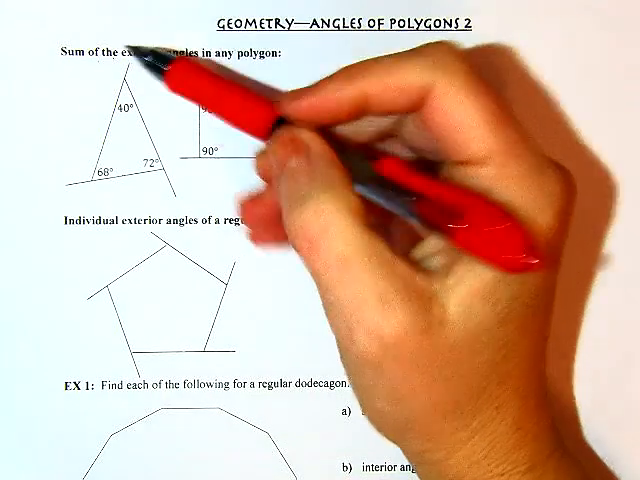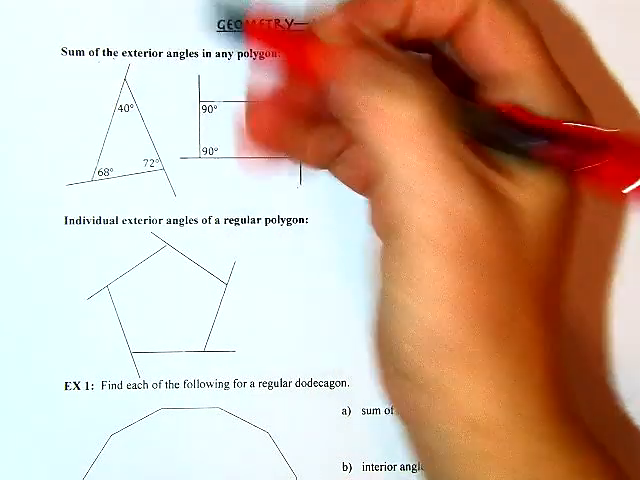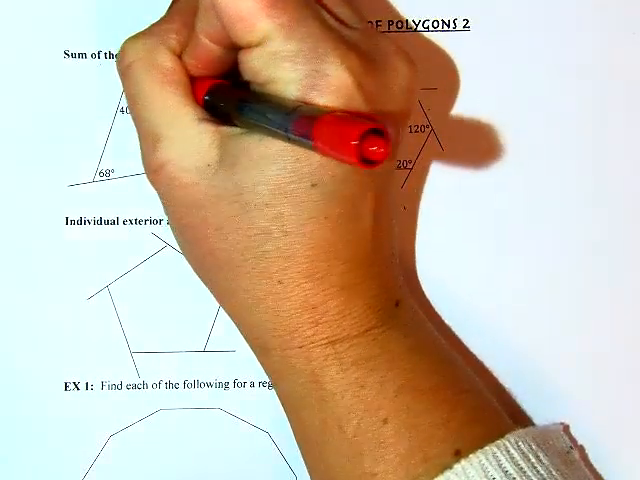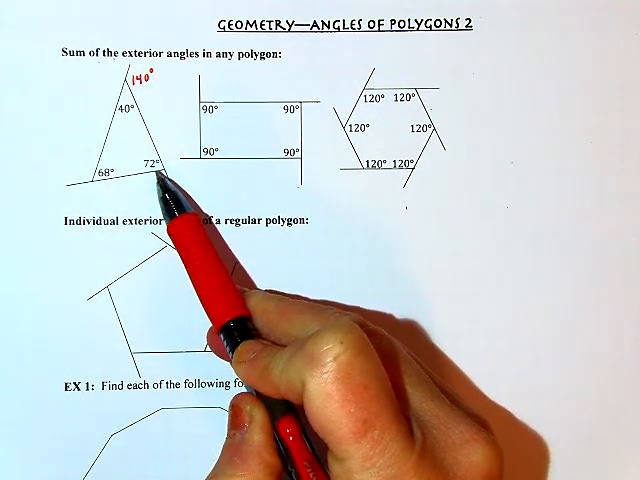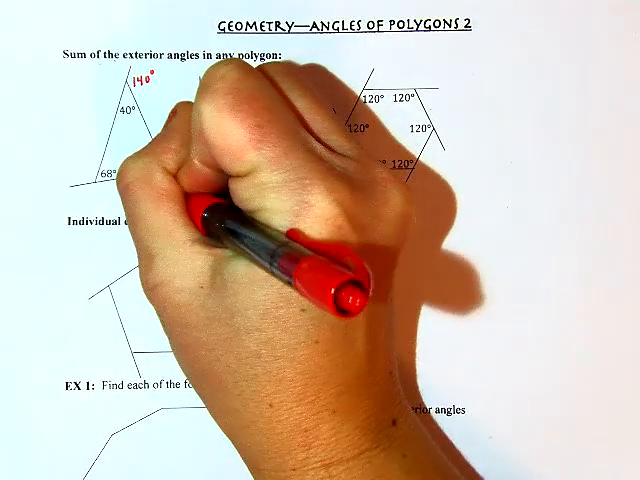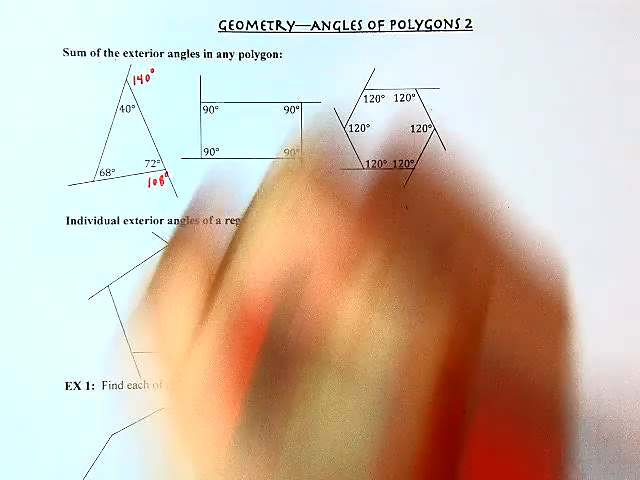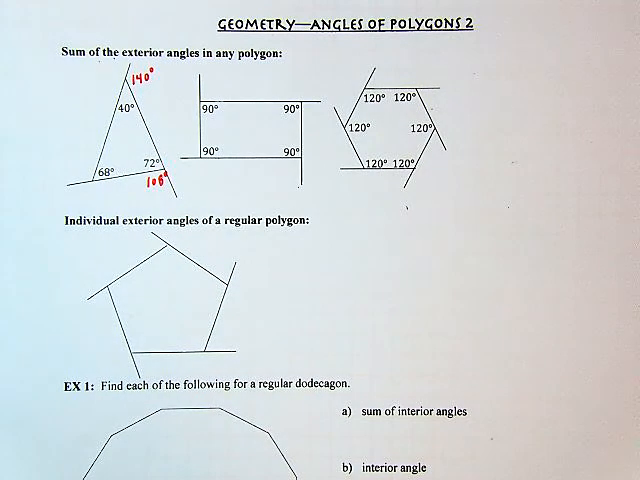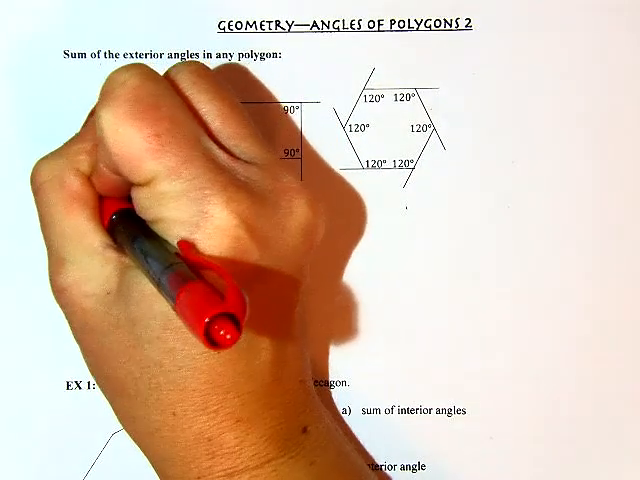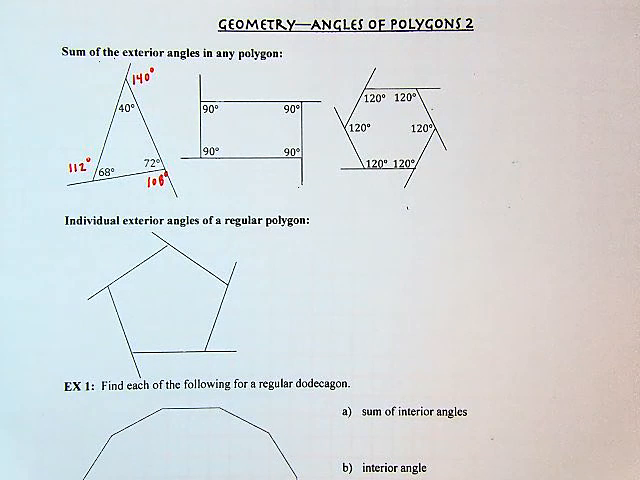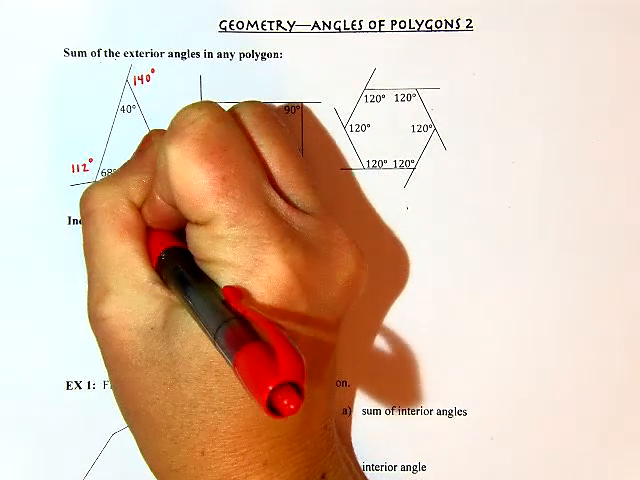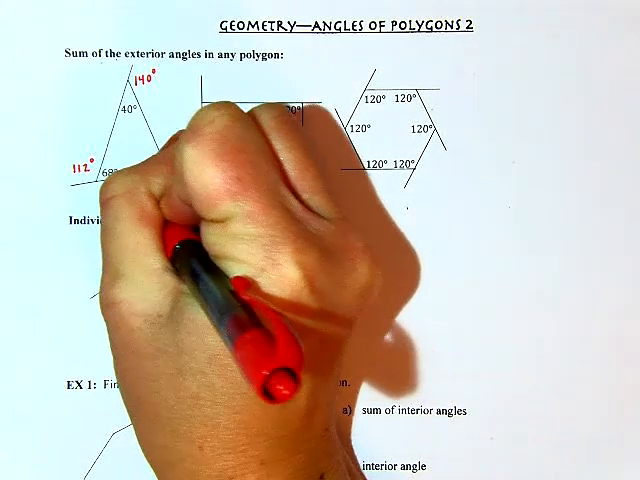So here, if this interior angle is 40, the exterior angle would be 140. It's its supplement. If the interior angle here is 72, its exterior angle would be 108. That's its supplement. If the interior angle is 68, the exterior angle would be 112. It is its supplement. Okay, so now that I have those 3 exterior angles marked, if I add them up, it gets me to 360 degrees.